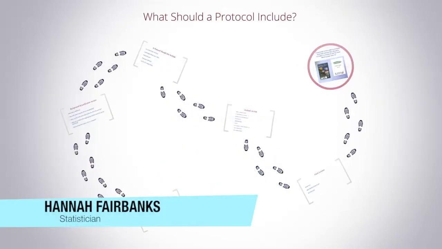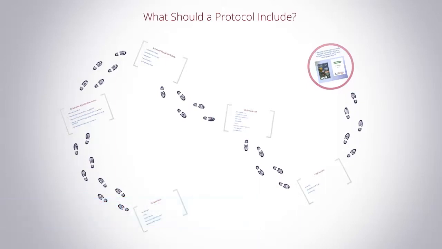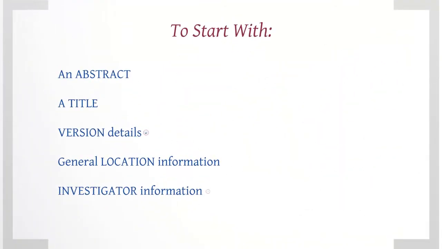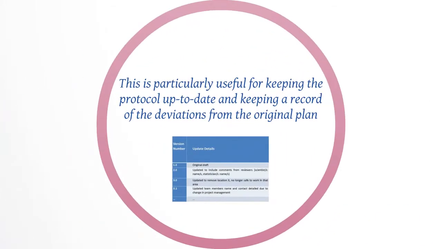What should a protocol include? Protocols can take on any format, although your institution may have its own preferred layout. In general, they should contain the following sections. An abstract, a title, version information. This is particularly important as a protocol should be a plan of how the activity should be conducted, which is then updated to incorporate any deviations to reflect what actually happened.